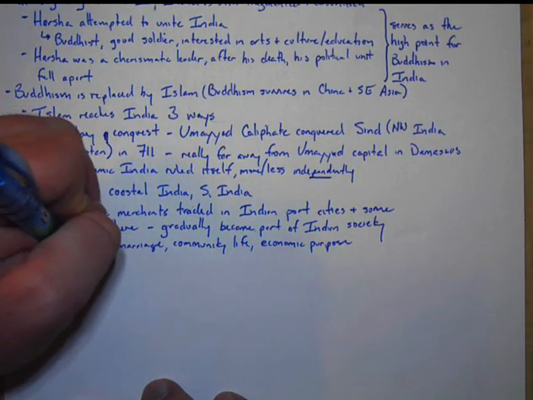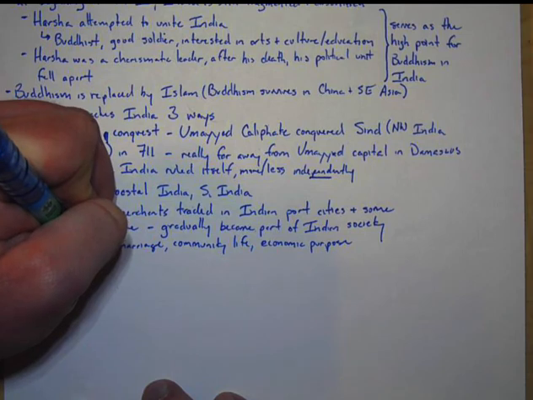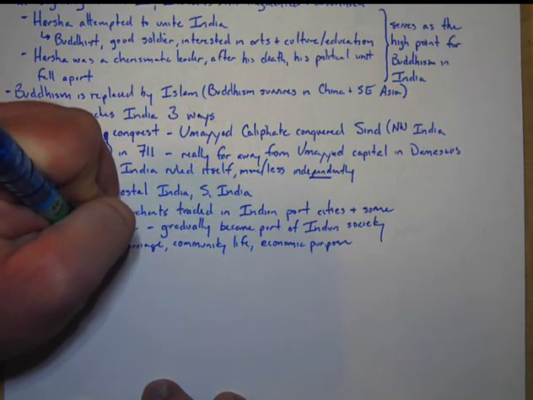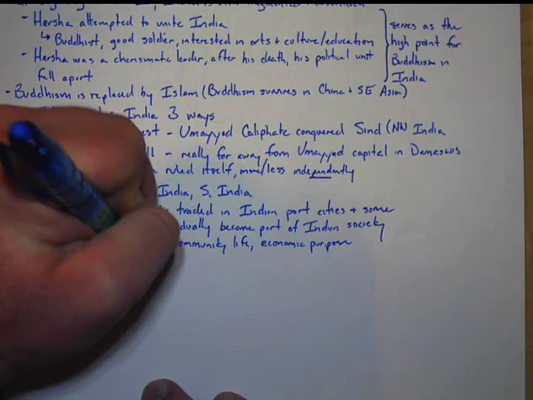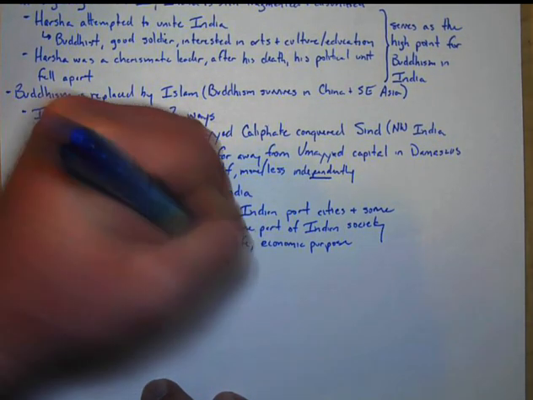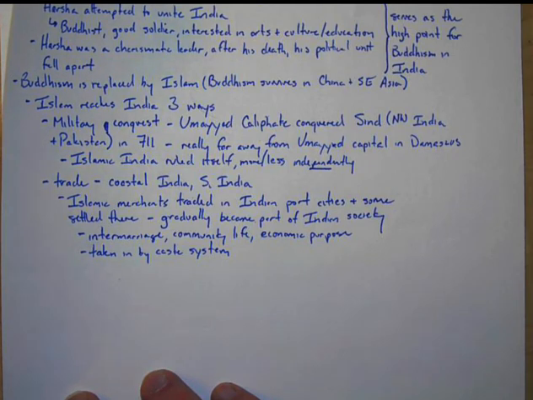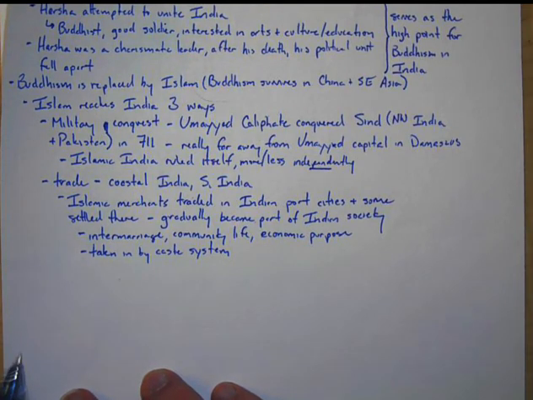Now, eventually, they are kind of taken in by the caste system because the caste system is too ingrained in Indian society for anyone to survive outside of it for too long. So eventually, the Muslims, even if they didn't want to be part of the caste system, are indirectly affected by it.